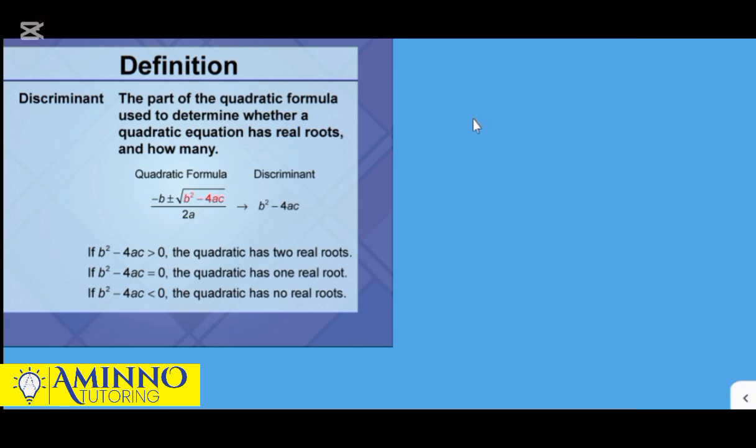Today, we'll be looking at the nature of the roots of a quadratic equation. Remember, we said that a quadratic equation is that equation whose highest power is 2. Ax squared plus bx plus c equals 0. This is a quadratic equation because the highest power is 2, and it must have 2 solutions that satisfy the equation.